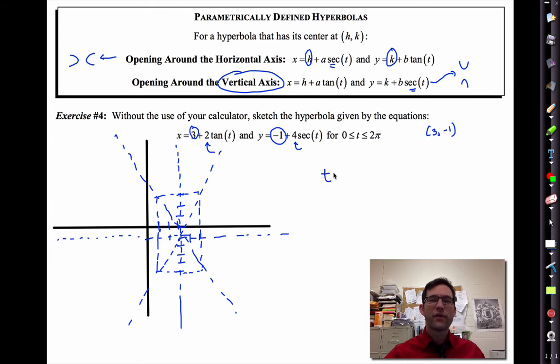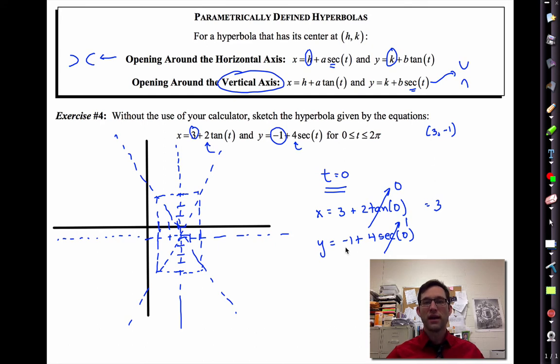All right, and this is very effective. Just calculate, I guess, what I would call your starting point. Figure out where you are at t = 0. Let me show you. The x-coordinate would be 3 + 2 times the tangent of 0. Now, what I'm hopeful of is that you know the tangent of 0 is 0, so the x-coordinate would be 3. The y-coordinate would be -1 + 4 times the secant of 0. And again, I hope you're okay with this. The secant of 0 is 1, so I'd get -1 + 4, which would be 3. So I start at the point 3, 3.